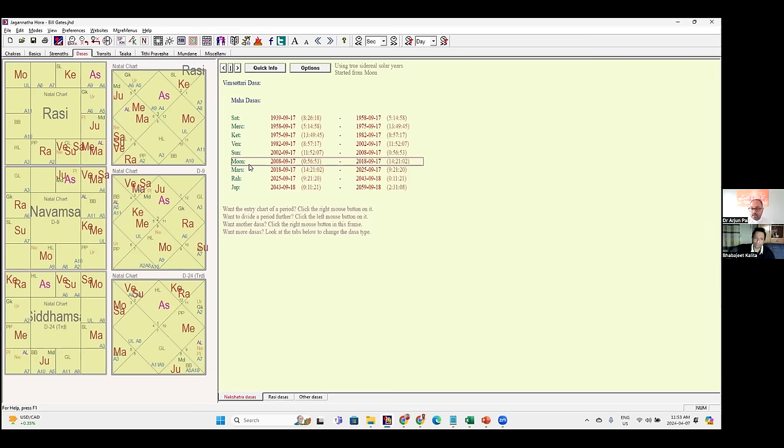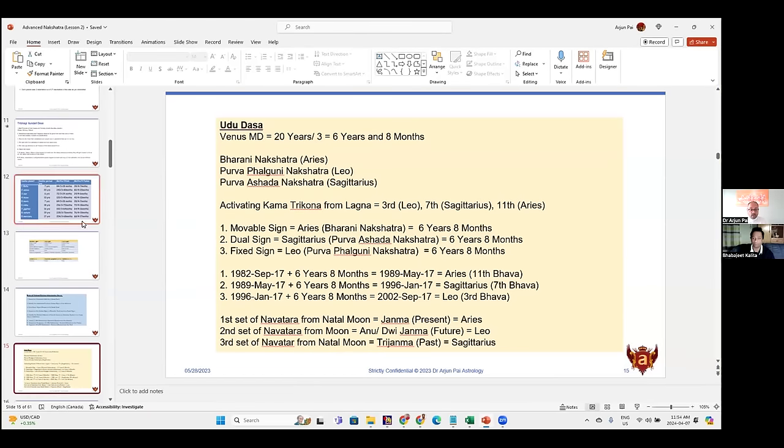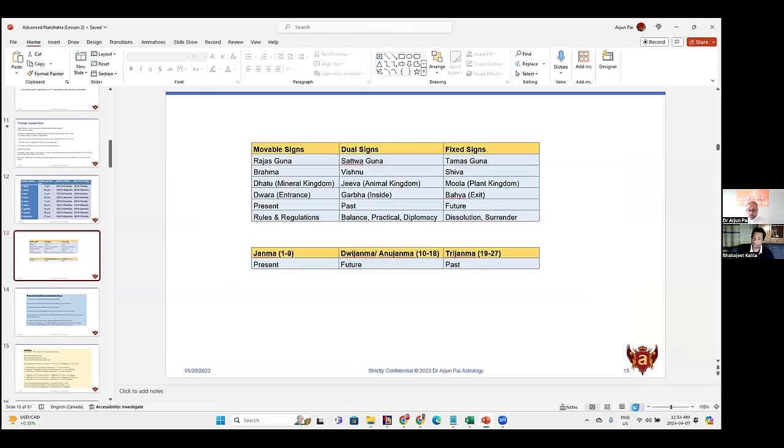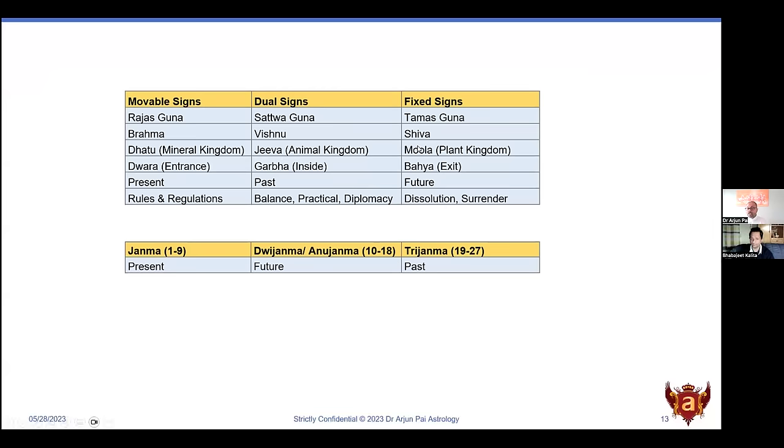The three nakshatras are Rohini, which falls in Taurus, Hasta in Virgo, and Shravana nakshatra in Capricorn. So moksha houses are activated. Moksha means giving away, hanging up my boots, surrender. The basic principles of the moksha houses are dissolution, surrender, forgiveness, forgetting.